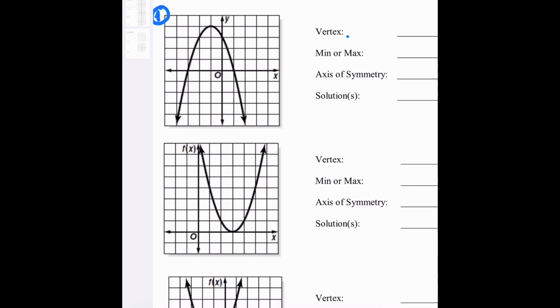The first one is the vertex. From the graph, we can see that the vertex is here. The vertex is located at -1, 4. And since the graph of the parabola opens downward, we can say that the vertex is the maximum point.